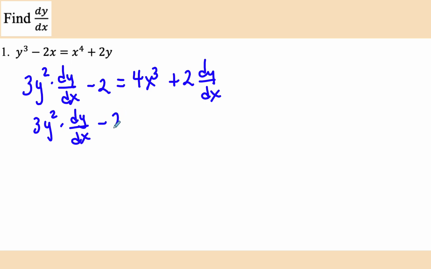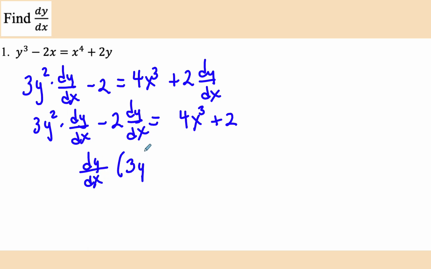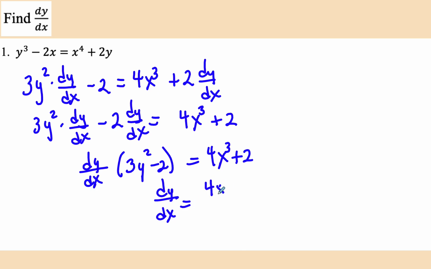And that'll be minus 2 dy/dx. I'm going to move everything else to the other side: 4x cubed plus 2. I'm going to factor out a dy/dx, and this will be 3y squared minus 2 equals 4x cubed plus 2, and then I'm going to solve for dy/dx. And my derivative formula is going to have x's and y's.